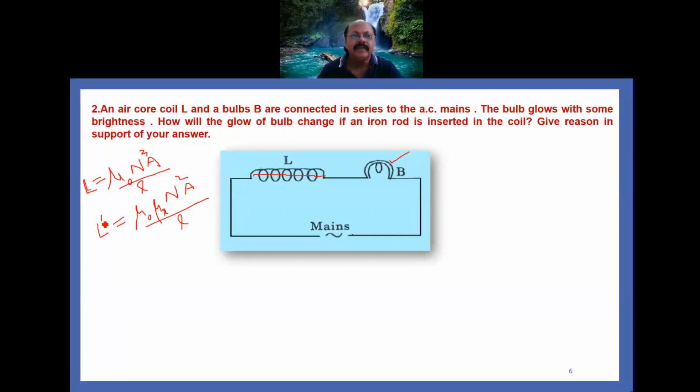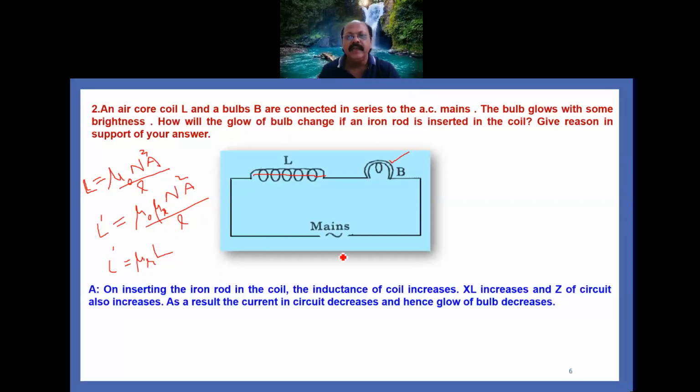So this L dash becomes mu r times L, because mu naught n square A upon l is equal to L. So it means the inductance of the coil increases. If it increases, then the impedance of the circuit increases. If the impedance of the circuit increases, then the current reduces, due to which the brightness of the bulb decreases. So let us see the answer.